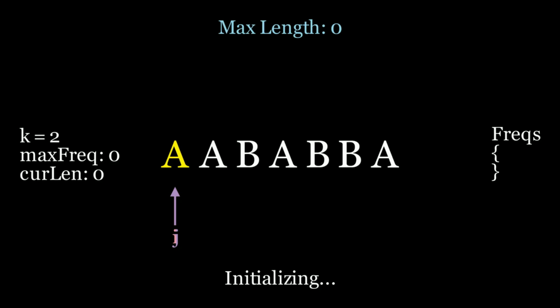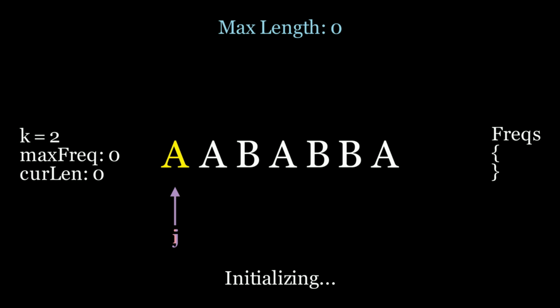We're going to start the algorithm by initializing a couple of variables. First, I want to talk about the max length on top in blue. This is going to be our global result that we're going to keep track of as we iterate through the example. We also have a frequencies hash map on the right-hand side. This is going to keep track of each letter and the frequency of how many of each letter we have seen through a substring. We also have k equal to 2 on the left side. This is just a reminder that in this example, we can change up to 2 letters to any other letters.